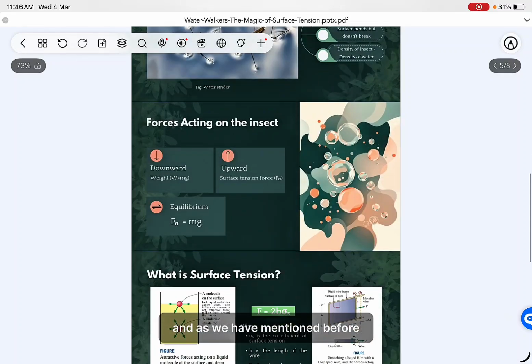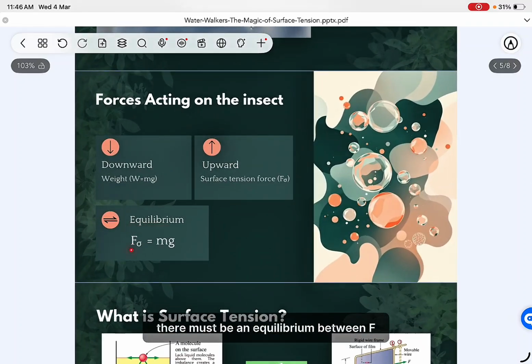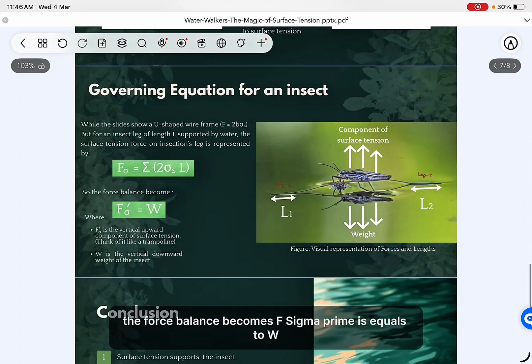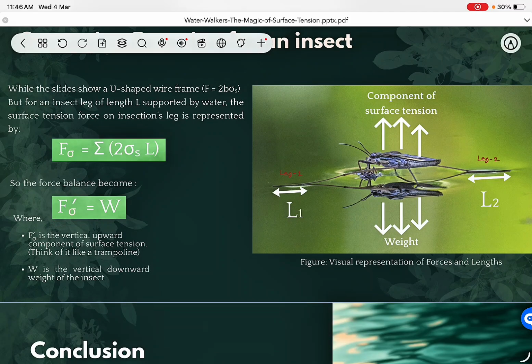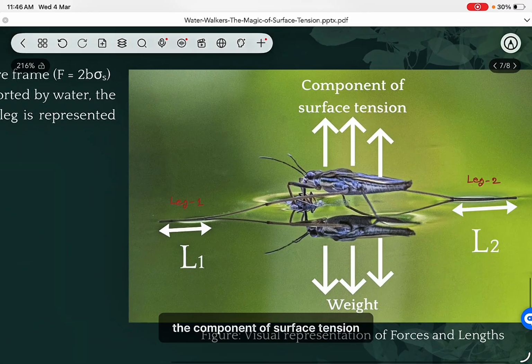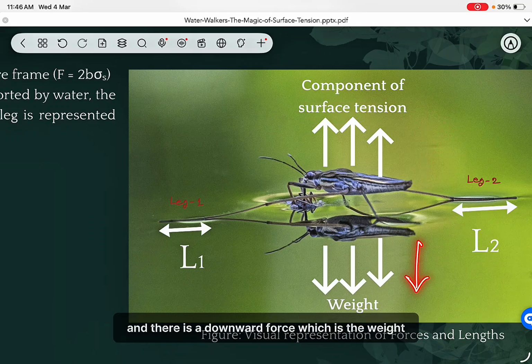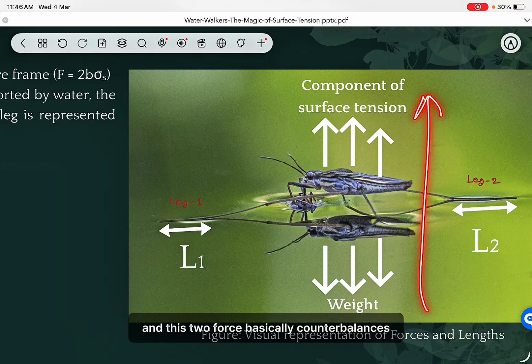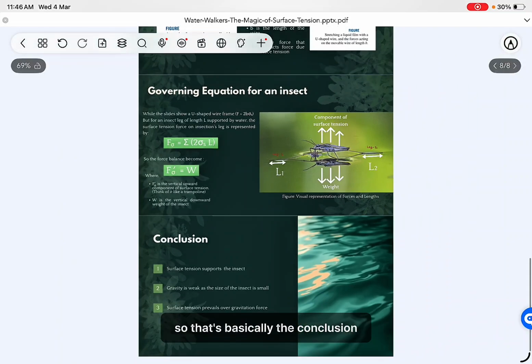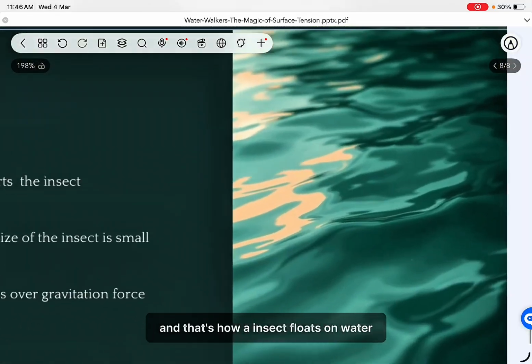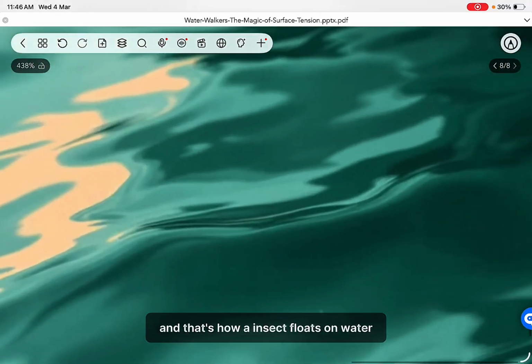And as we have mentioned before, there must be an equilibrium between F sigma and the weight of the insect. The force balance becomes F sigma prime equals W. This F sigma prime is basically the component of surface tension that is working vertically upward, and there is a downward force which is the weight. And these two forces basically counterbalance and keep the insect floating on water. So that's basically the conclusion, and that's how an insect floats on water.